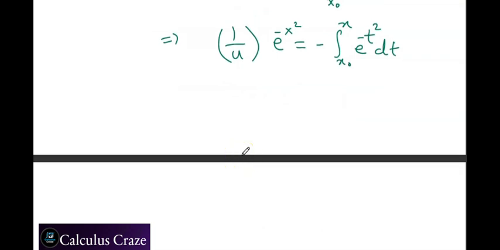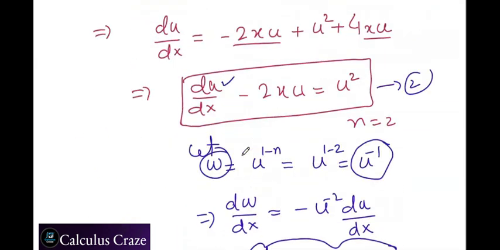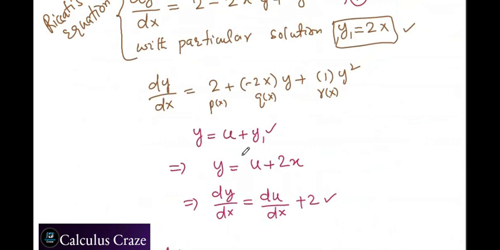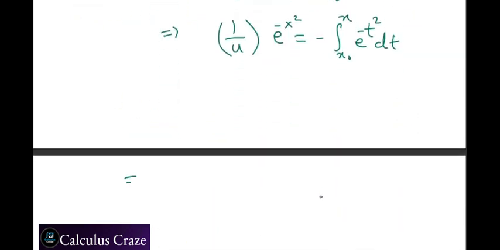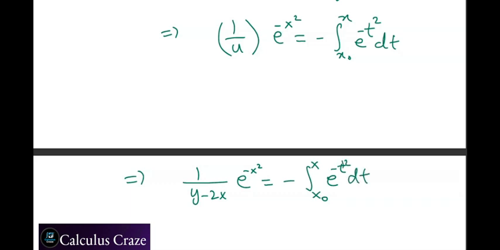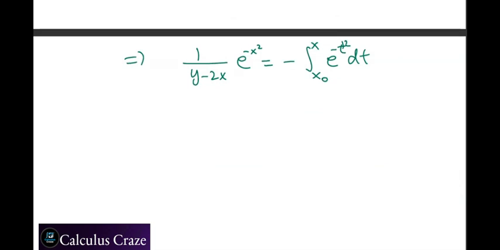Right. But now, what was u in terms of y in the start? We took y equals this, so this u must be y minus 2x, right? So I will put this y minus 2x in place of u. So it will give me 1 upon y minus 2x, e to the minus x squared equals minus the integral from x naught to x of e to the minus t squared dt, right? Now I have to separate this y.